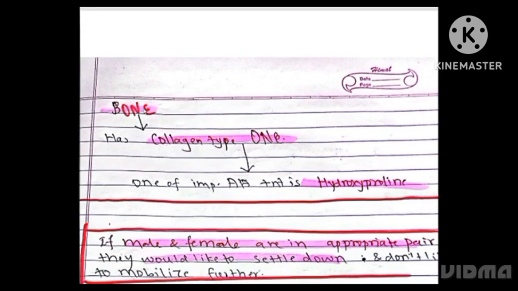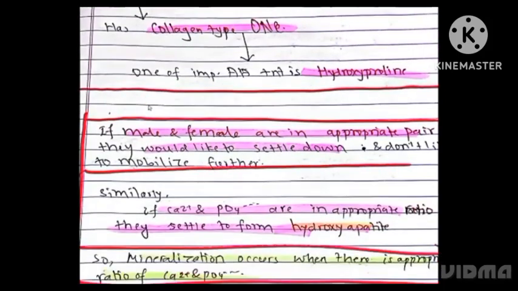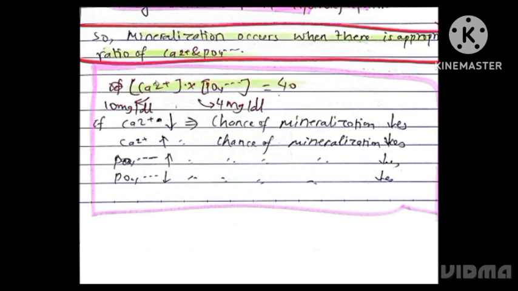We know that bone has type 1 collagen. We can remember this as the spelling of bone, B-O-N-E, 1, that is, type 1 collagen is present in bone. Okay, now let's see here. The product of calcium concentration and phosphate concentration in serum is always 40. Always 40. The calcium concentration is generally 10 mg per dl and phosphate concentration is 4 mg per dl.